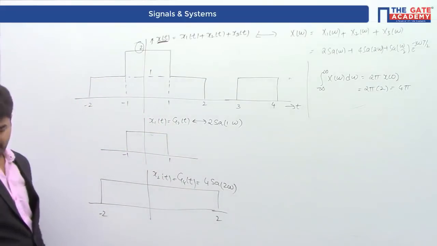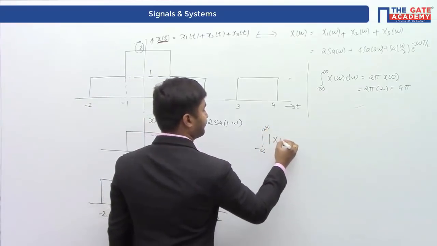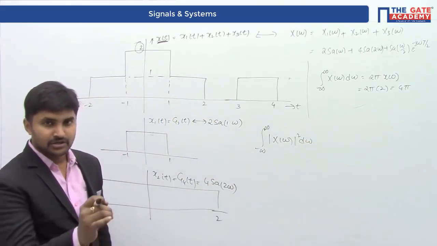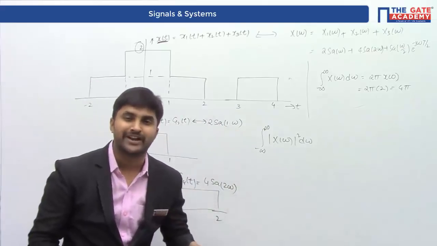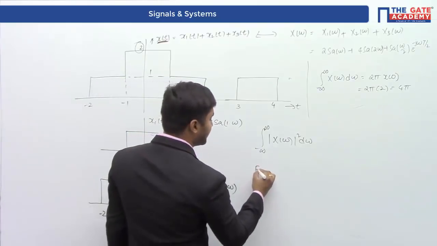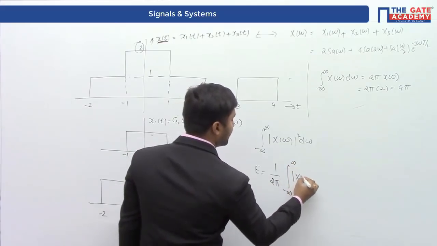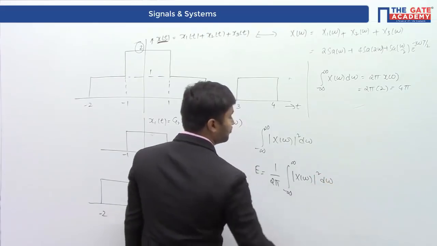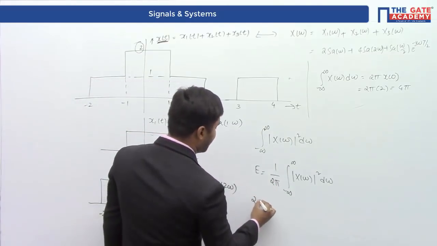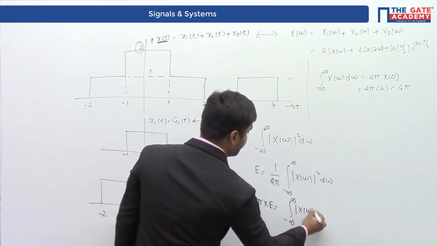Now the third one is to find the area of mod of x of omega whole square. Whenever you see this term, one thing that should come to mind is Parseval's theorem, to find the energy. The energy is given by 1 by 2 pi times the integral from minus infinity to infinity of mod of x of omega whole square d omega. So 2 pi multiplied by the energy gives the value of the integral of mod of x of omega whole square d omega.